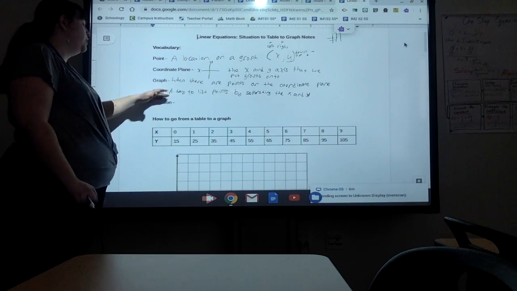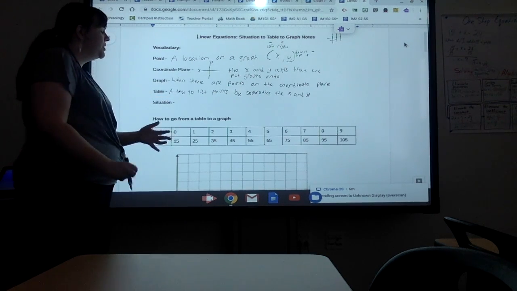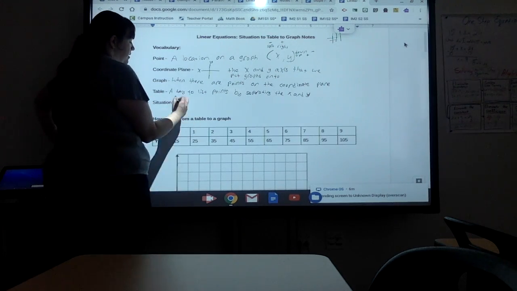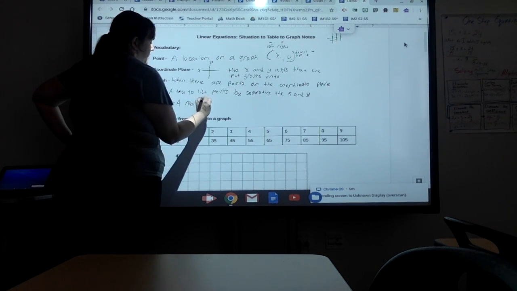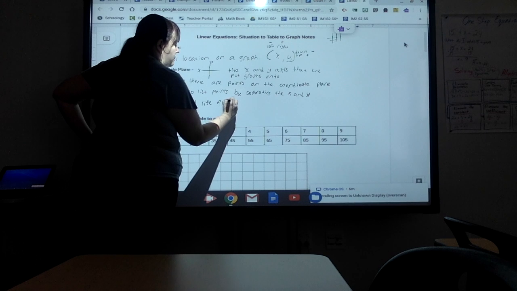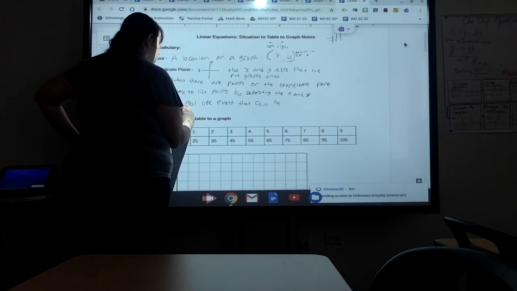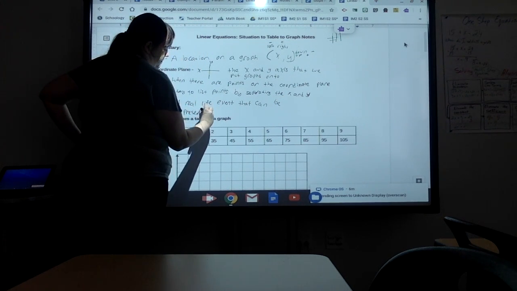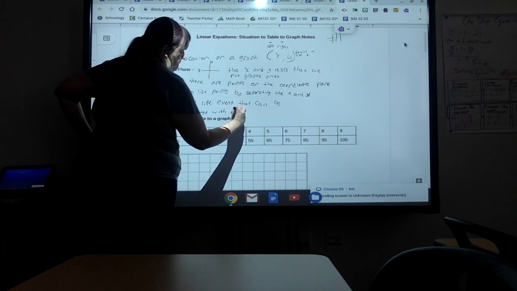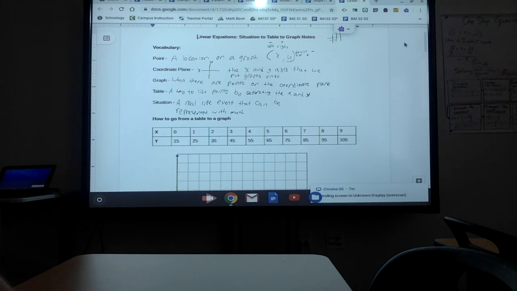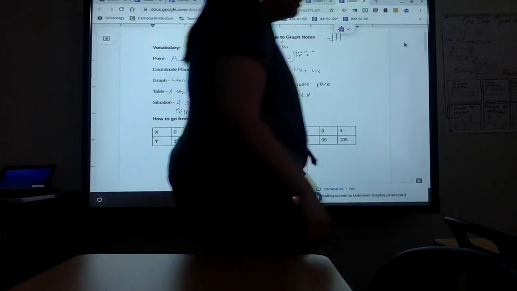And finally, situations in math are real-life events that we just end up representing with tables or graphs or equations. So a situation in math is a real-life event that can be represented with math. That's all the vocabulary words you need to know for this lesson. All right, I'm going to erase this.